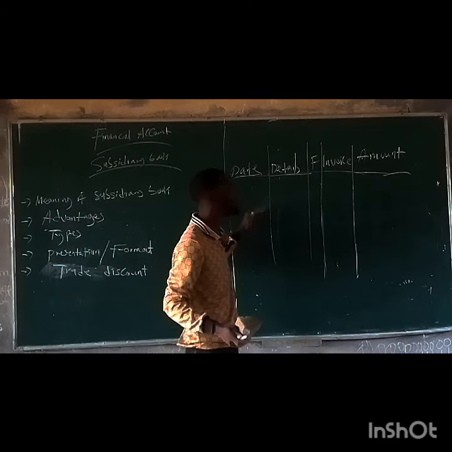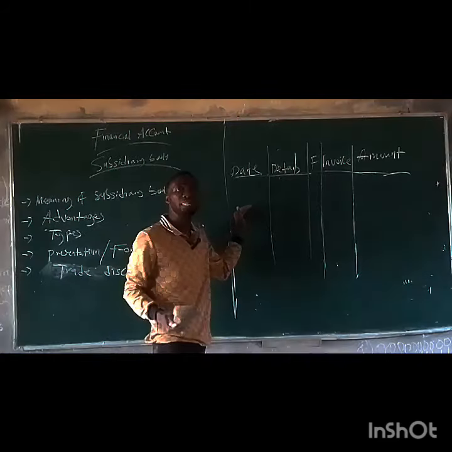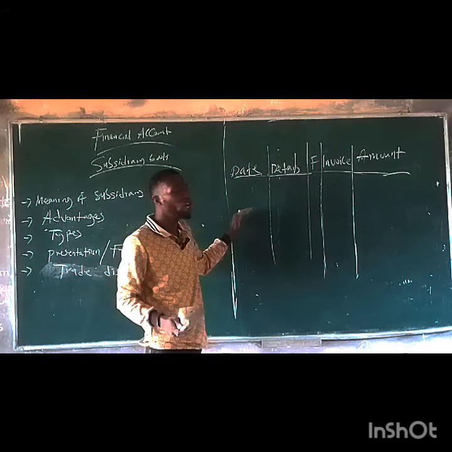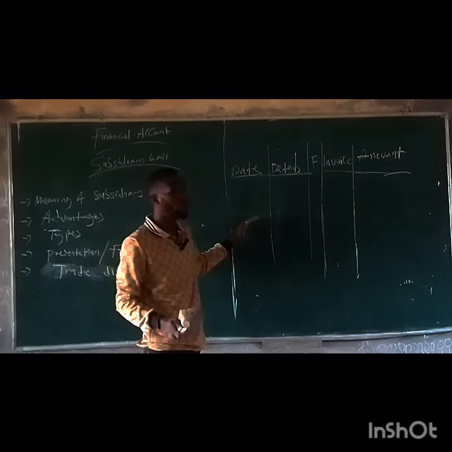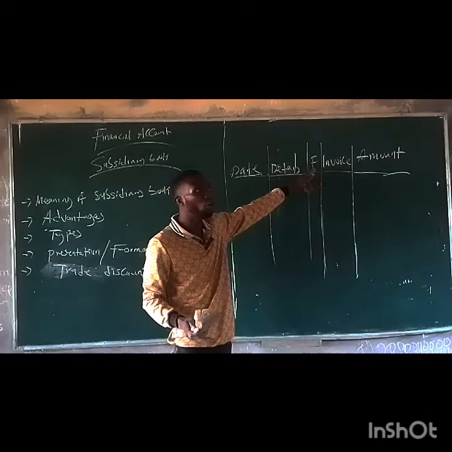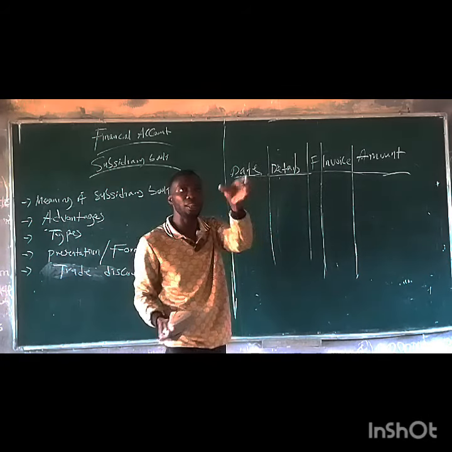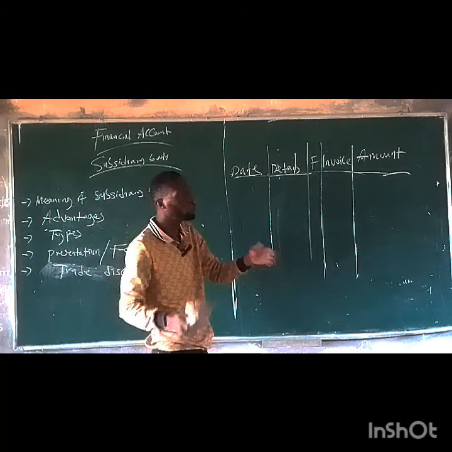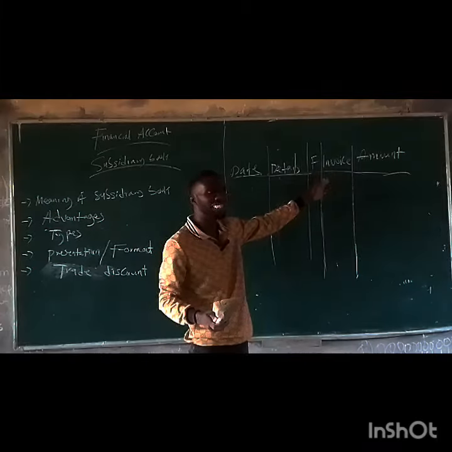So this is the format of presenting either the purchase day book, sales day book, return inward or return outward day book. This is the format: dates, details or return particulars. This is called the folio. That is the folio, that is the ledger number of the transaction which you recorded. Then the invoice, that's the slip.